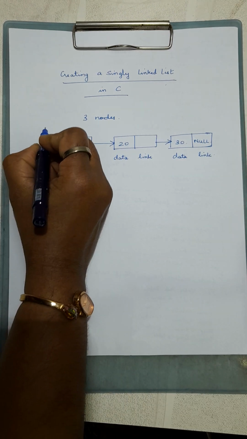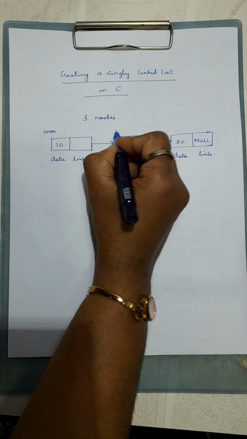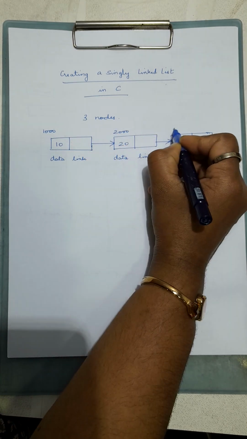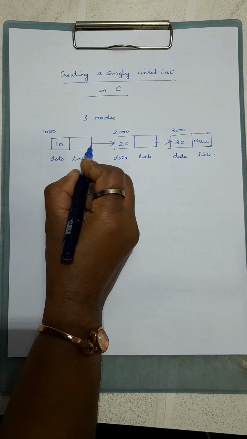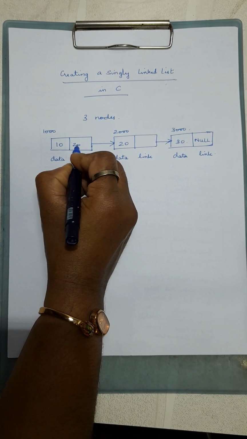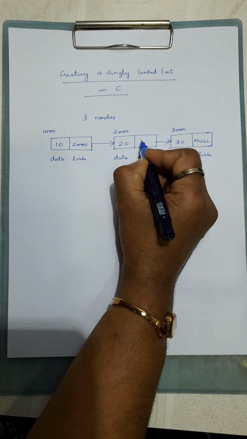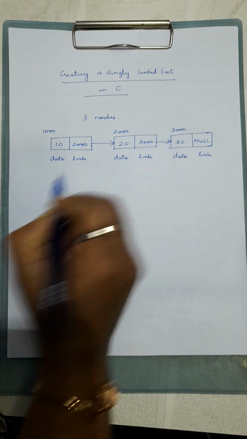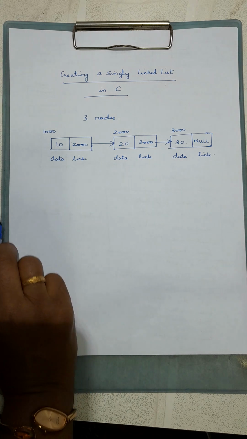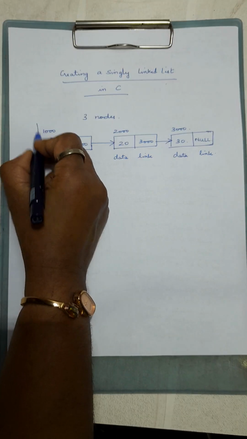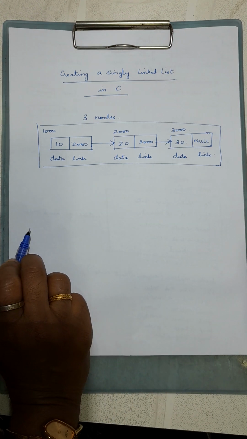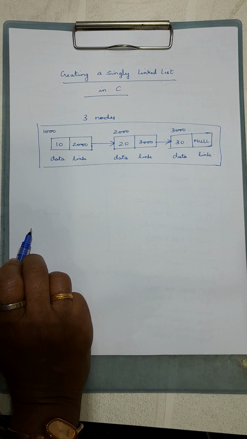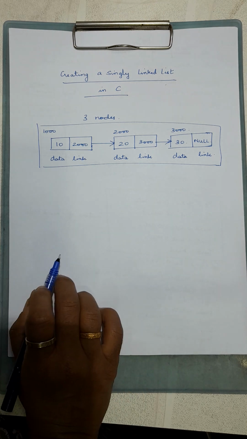Assume, for example, this node is created at address 1000, this node at address 2000, and this one at 3000. Then the link of the first node will hold the address, so it is address 2000. The second node is pointing to the node at address 3000, so it will be pointing to this 3000. So this is how the final output will look after creating 3 different nodes in a singly linked list.